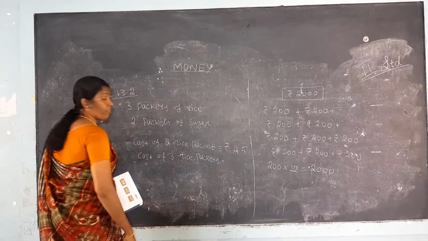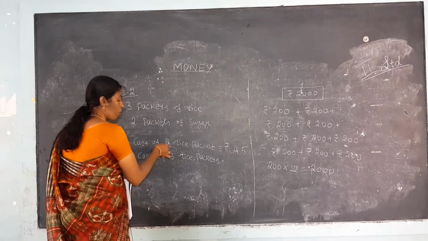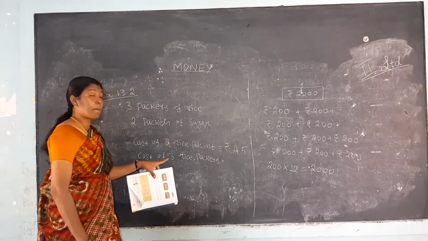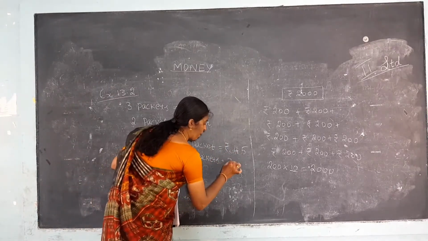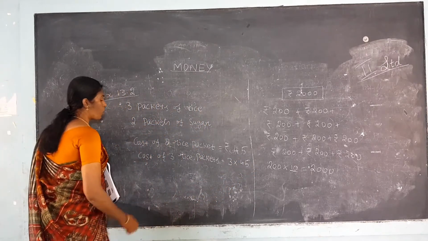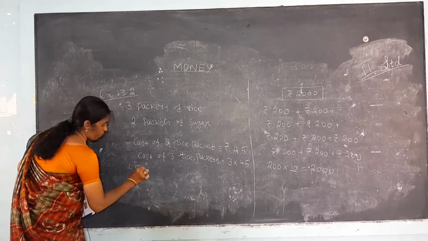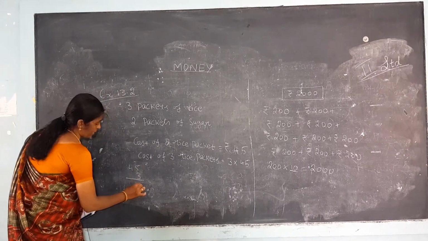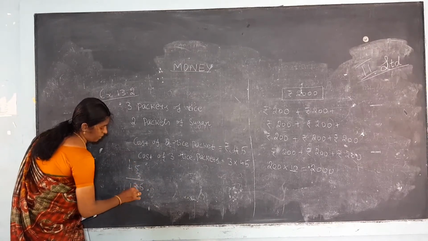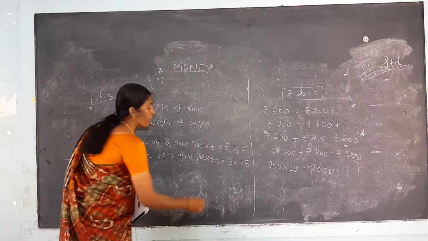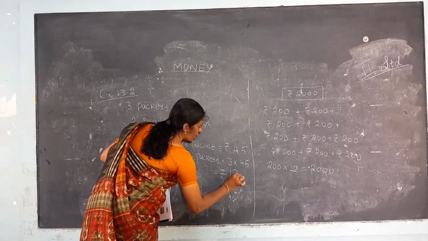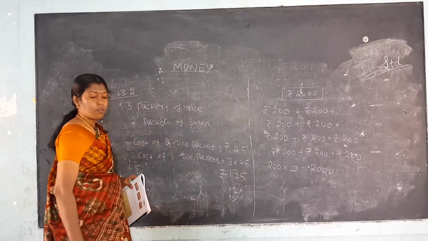Equal to, what will you do? Here one packet of rice is 45 rupees and we have 3 packets of rice, so we have to multiply. 3 into 45. Okay, just multiply 45 into 3. 5 3s are 15, then 1, 4 3s are 12, 12 plus 1 is 13, so 135. So the cost of 3 packets of rice is how much? Rupees 135. Okay.